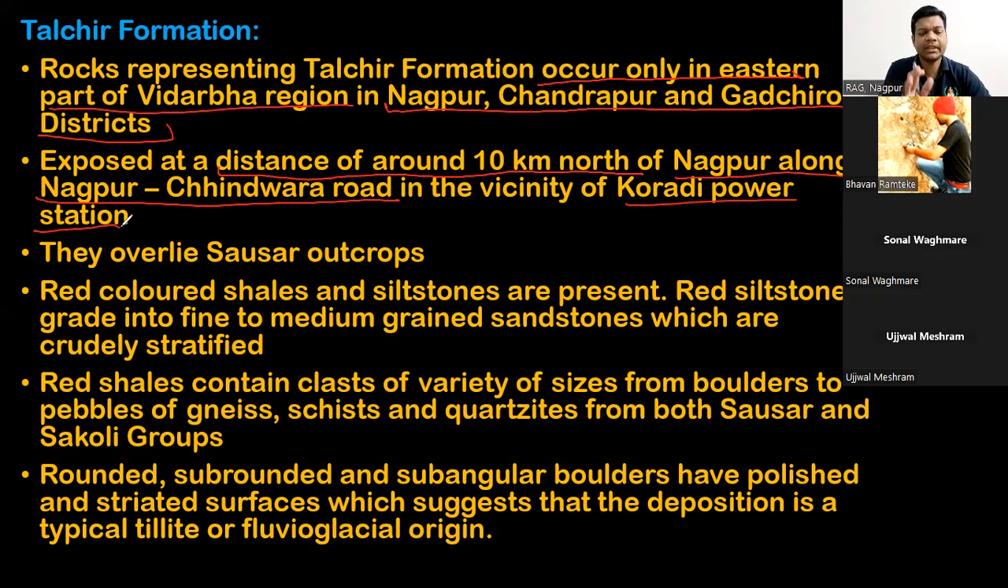Around that area we have this exposure of the Talchir formation, on the Nagpur Chhindwara road near the Kolar river. You have the exposures of Talchir, and they overlay the Saucer outcrops.